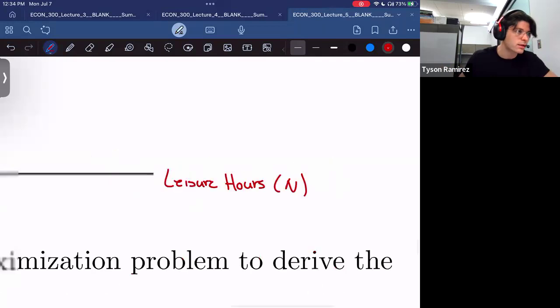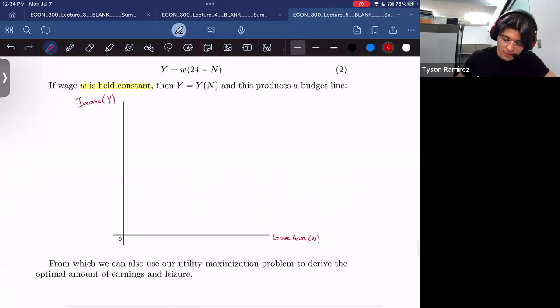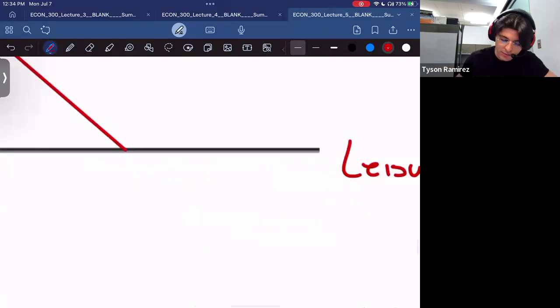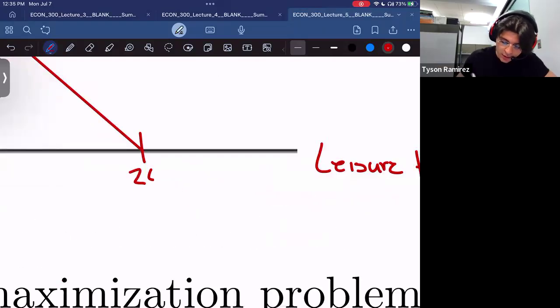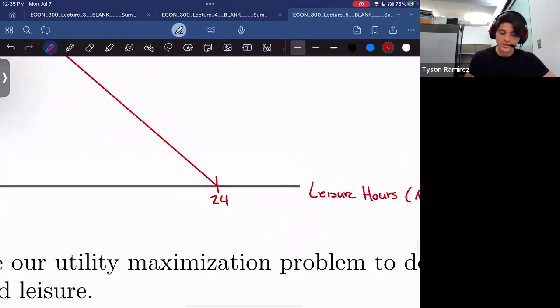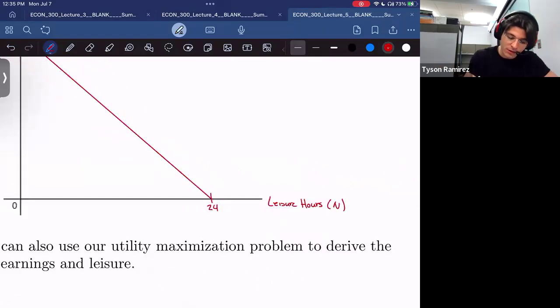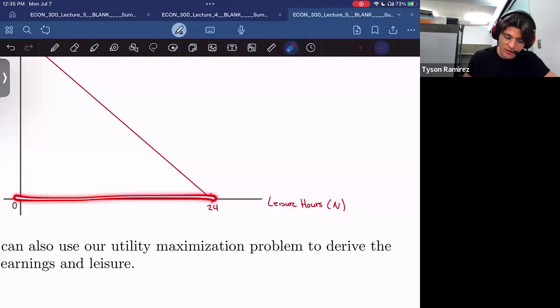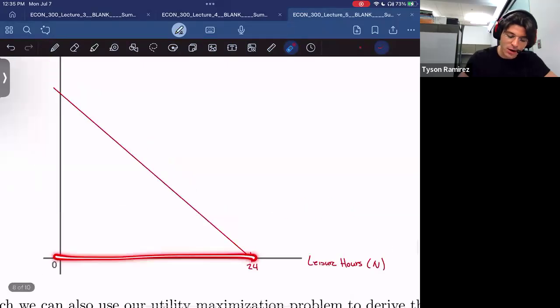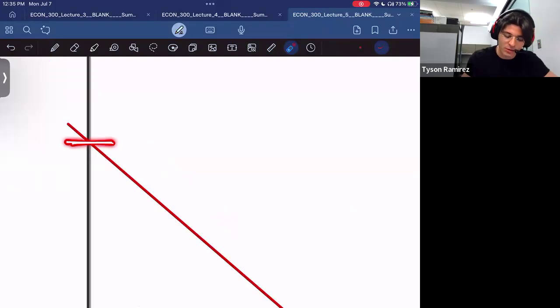In on the X-axis. And this produces a budget line. This actually produces a budget line where if we have 24 hours of leisure, if we don't work at all, then how much income do we make? We make nothing. All right. And if we spend all of our time working, well then we make the most amount of money possible.